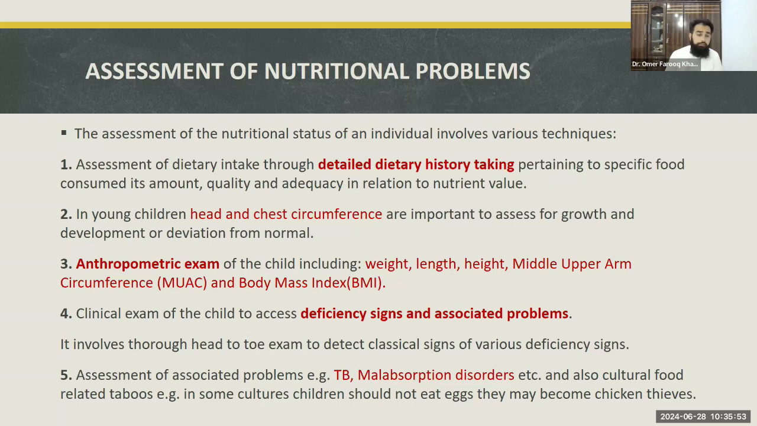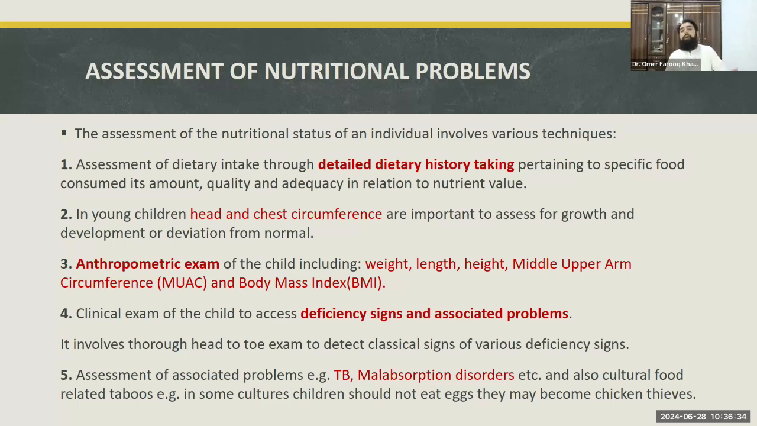Then there is assessment of associated problems. So whenever we see a child and we suspect the child to be malnourished, we should also think about TB, because there is a condition called tuberculosis in which, within 3 to 4 months, the patient loses a lot of weight. Even if the patient is taking a normal diet, the patient loses weight. So there is no problem with the nutrition, there is no problem with the digestion, but the disease itself is eating away all of the energy reserves of the patient. So we have to think about tuberculosis as well.